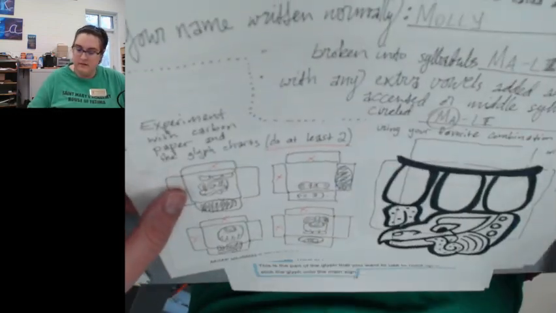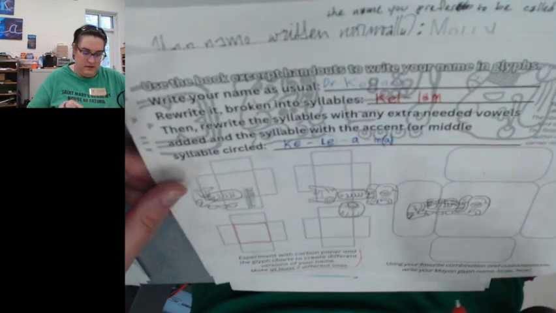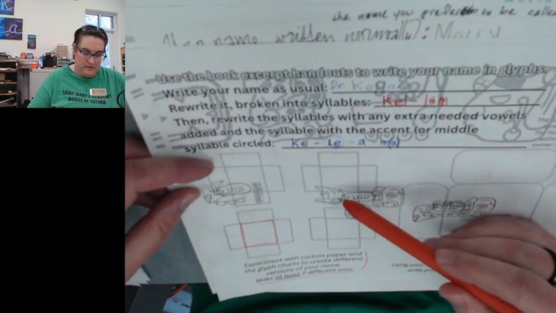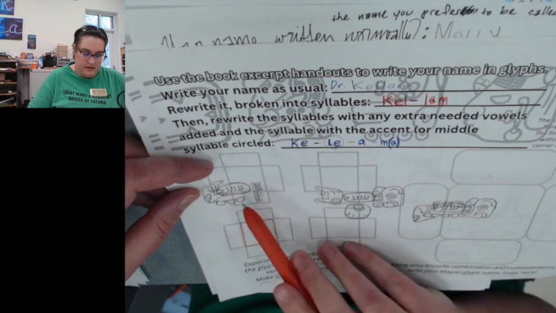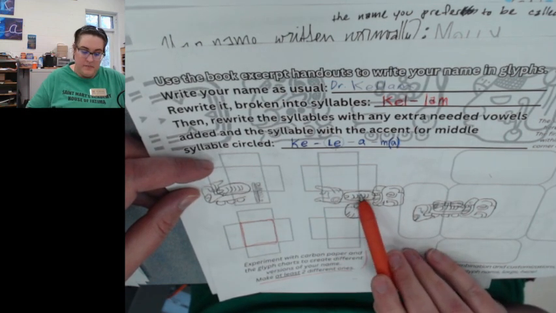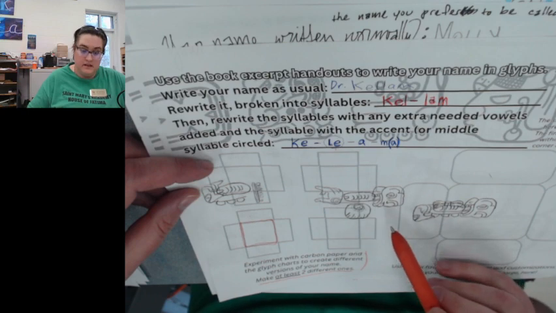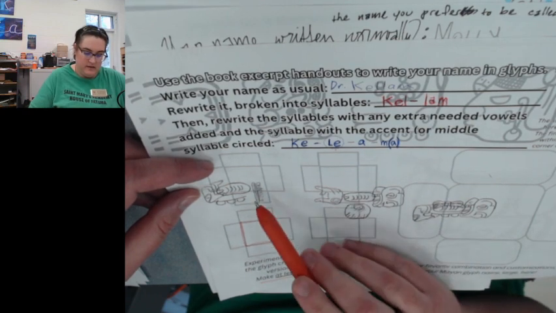For Dr. Kellum, he's got his beginning syllable here and here, and he's got the next one. He's got his main syllable in the middle, and then he has the next two here and here, here and here.